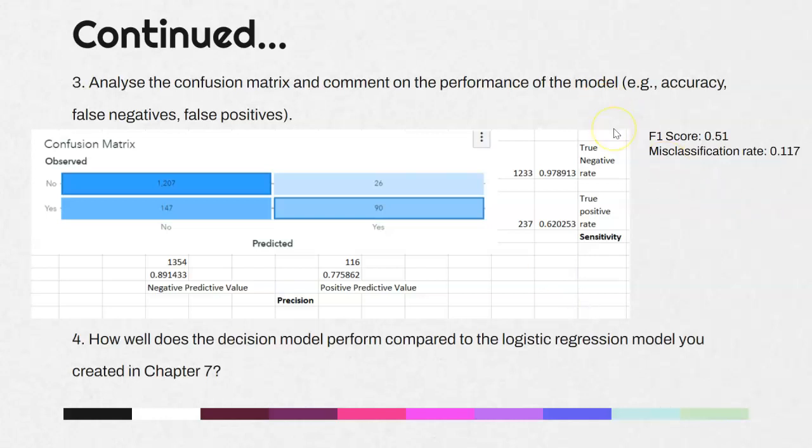There are just a couple other things I can talk about on the slide, such as the F1 score again is 0.51, and the misclassification rate is 0.117. With all that being said, this was a good exercise to perform, and I'm excited to see what we have in the future. Thank you for watching my presentation.